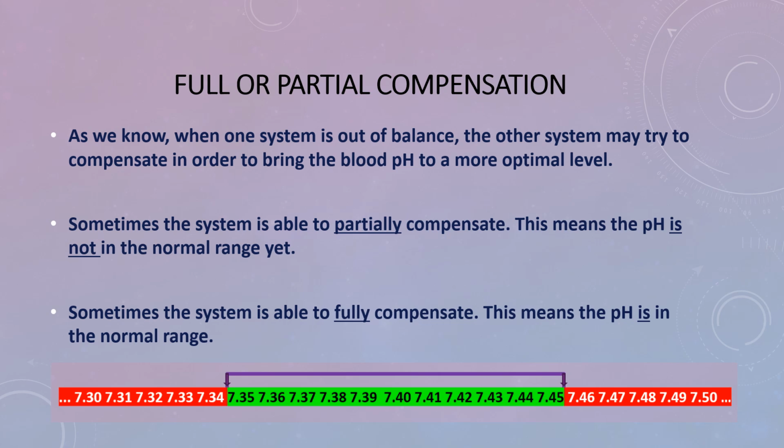Sometimes the system is able to partially compensate. This means the pH is not in the normal range yet. Sometimes the system is able to fully compensate. This means the pH is in the normal range.